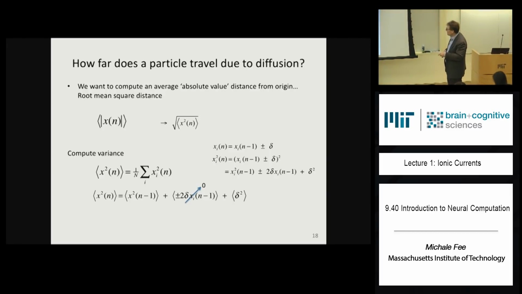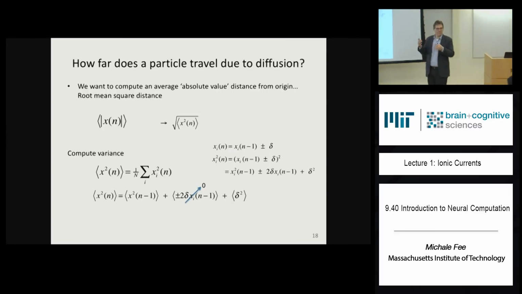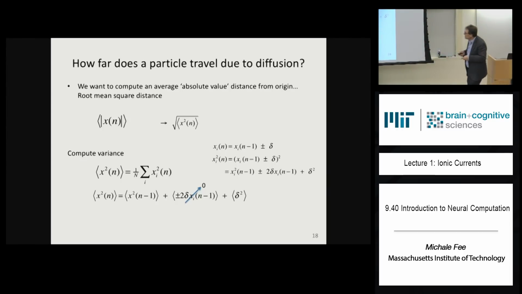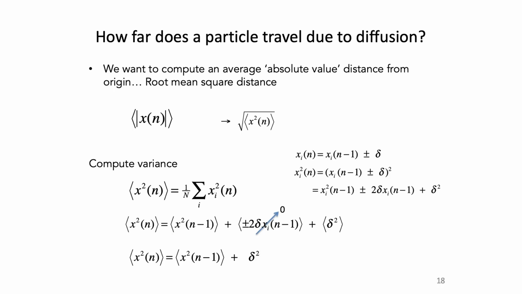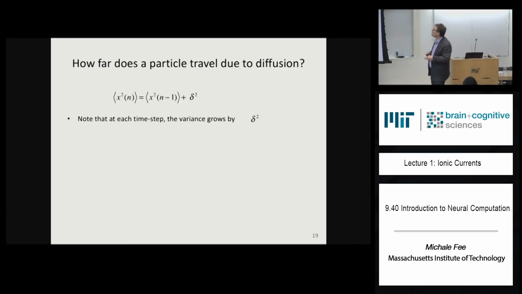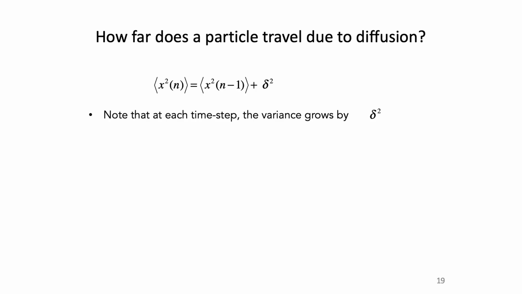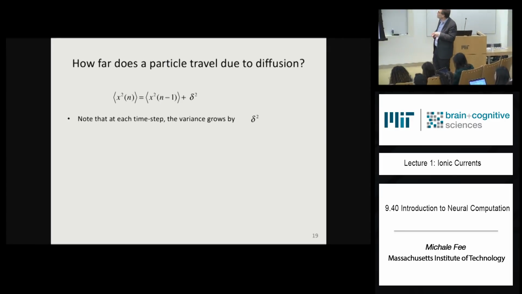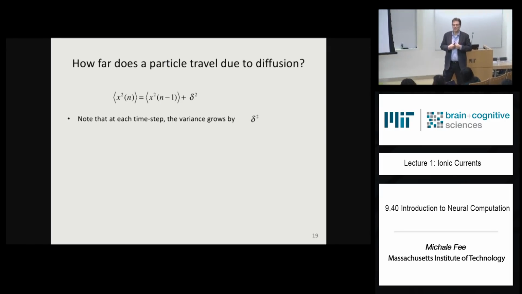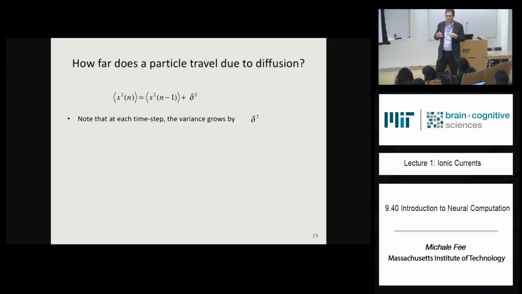And the other quantity is the average of delta squared. Well, delta squared is always positive, right? So what does this say? What this says is that the variance at this time step is just the variance at the previous time step plus a constant. So let's analyze that. At each time step, the variance grows by some constant. Delta is a distance. Delta squared has the units of variance of a distribution that's a function of distance.